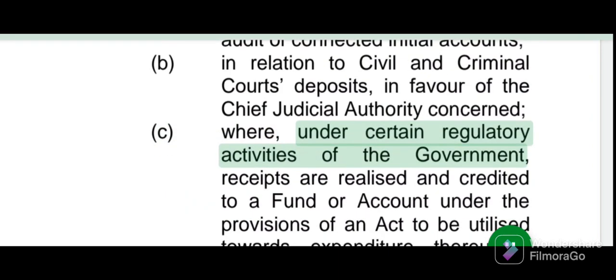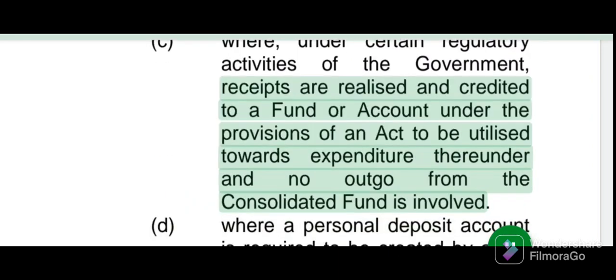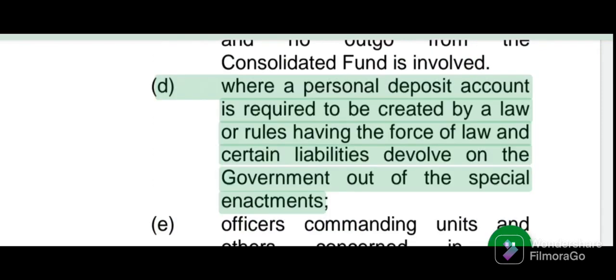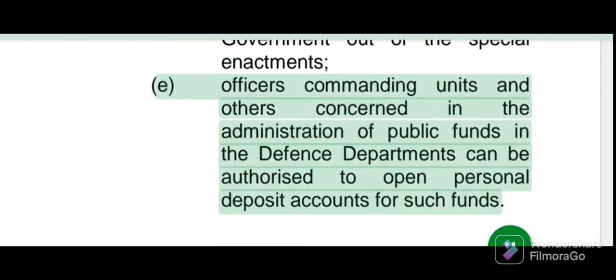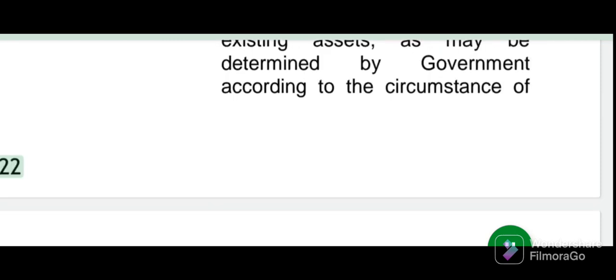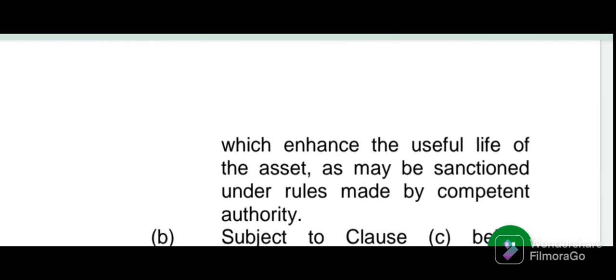C. Where, under certain regulatory activities of the government, receipts are realized and credited to a fund or account under the provisions of an act to be utilized towards expenditure thereunder and no outgo from the consolidated fund is involved. D. Where a personal deposit account is required to be created by a law or rules having the force of law and certain liabilities devolve on the government out of the special enactments. E. Officers commanding units and others concerned in the administration of public funds in the defense departments can be authorized to open personal deposit accounts for such funds. V. Capital and revenue accounts.